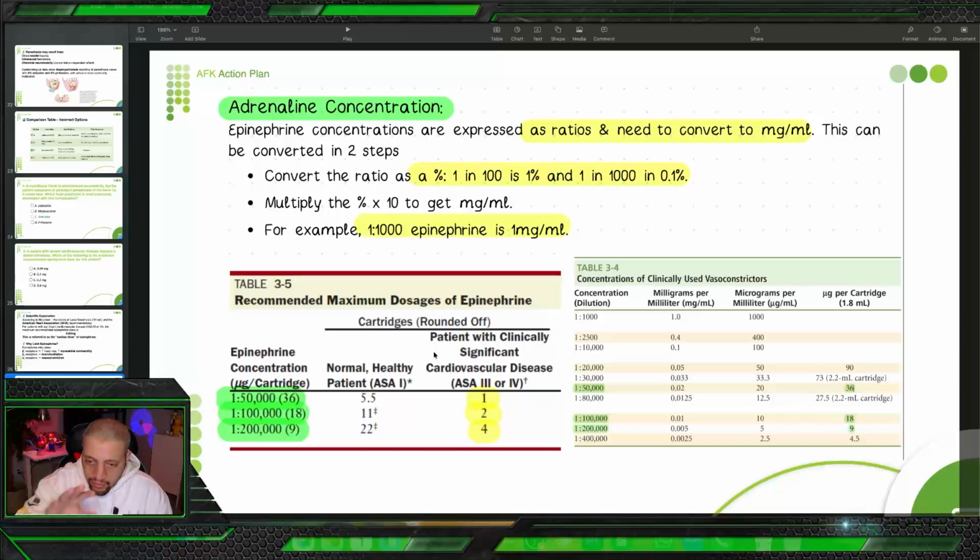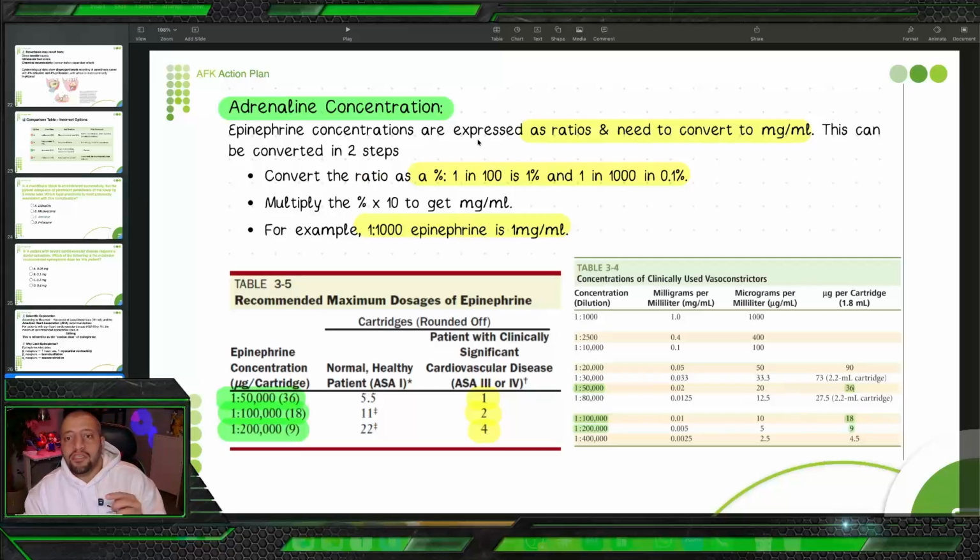As you can see, again from the same textbook for LA, the Mnemonics handbook: in a normal patient, 1 to 50,000 is 5.5, 1 to 100,000, which is the most common, is 11. I hope you still remember why 11, not 13. For 1 to 200,000 it is going to be 22. For cardiovascular disease, as you can see, it is 1 to 51, 1 to 102, 1 to 204. How? Because, as we said, the 1 to 100,000 has 18. 18 multiplied by 2 will be 36, which is very close to 0.4. Amazing. So this is why we aim for this. And 200,000 will be 4. Again, a different way to explain it: 1 to 50,000 has 36, 1 to 100,000 has 18, 1 to 200,000 has 9.